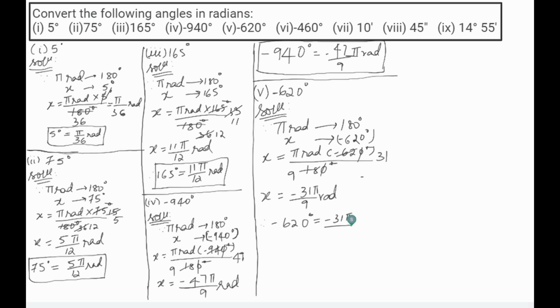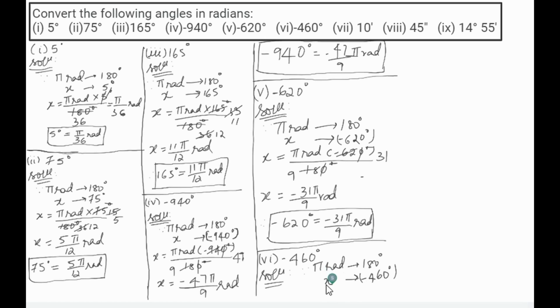The next angle given here is minus 460 degrees. The solution is: pi radians is equal to 180 degrees. How much is minus 460 degrees in radians? Let this be x. When we cross multiply, we get x is equal to pi radians into minus 460 degrees divided by 180 degrees.